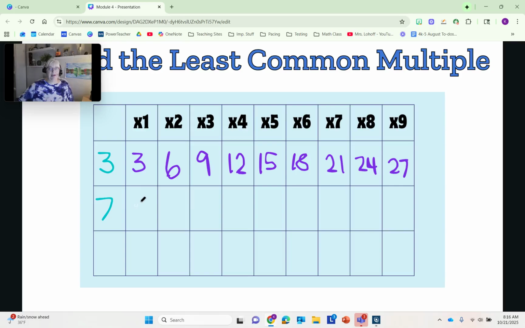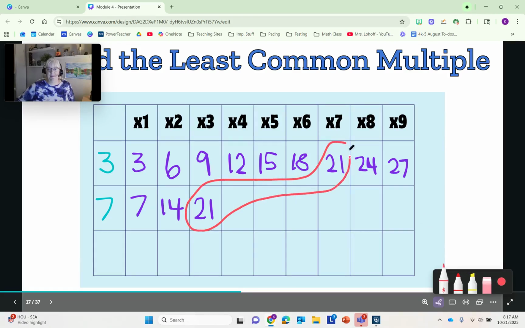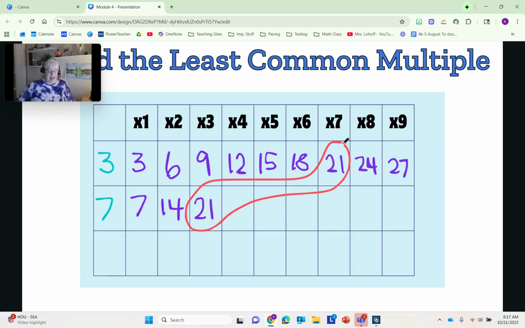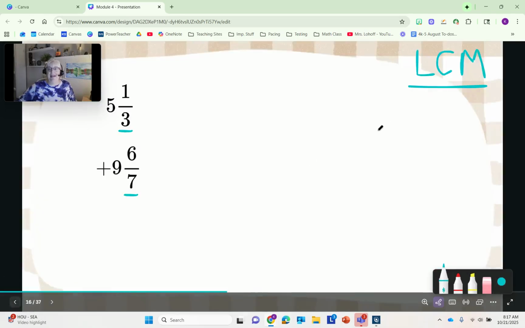All right, let's do sevens. 7 times 1, 7. 7 times 2. It's a good way to practice your multiplication facts. 7 times 3 is 21. That number appeared in the other chart too. And it happens when we multiply the two numbers to each other. That is the first number they have in common. That is the smallest number they have in common. That is our least common denominator. So let's go back and put that in, 21.